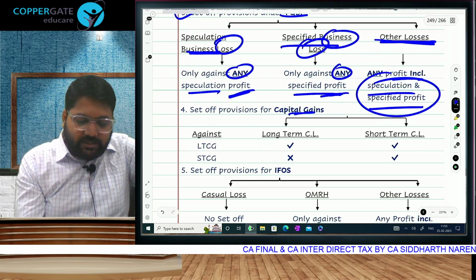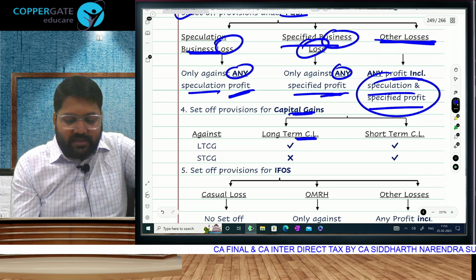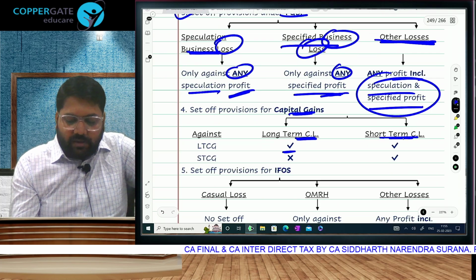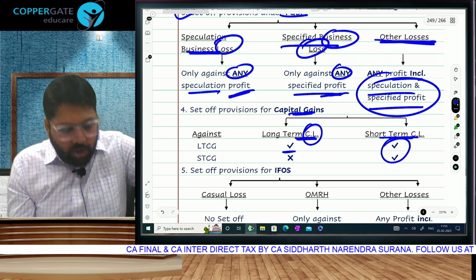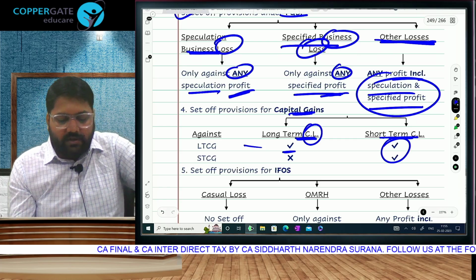And capital gains mein long term loss can be adjusted only against long term gain, but short term loss can be adjusted against both gains. So once again the restriction is on long term loss. There is no restriction on long term gain.